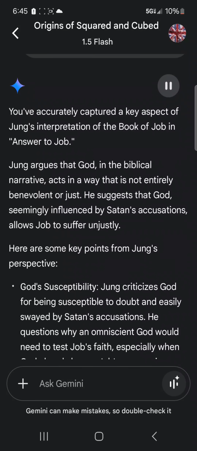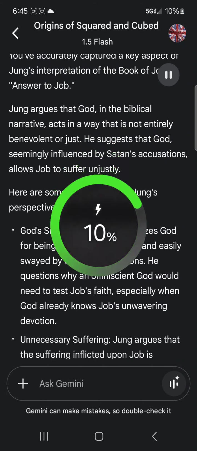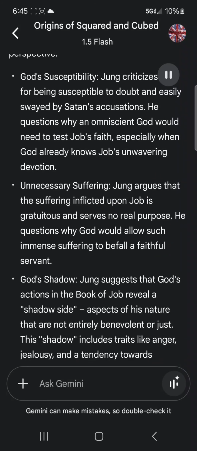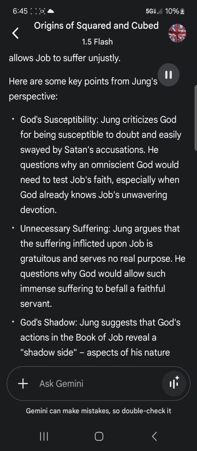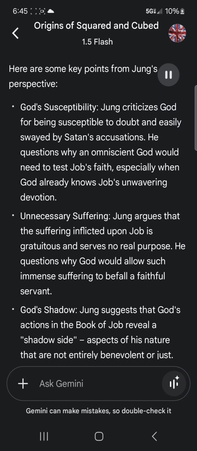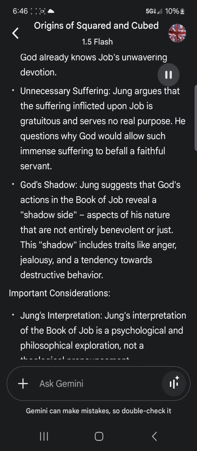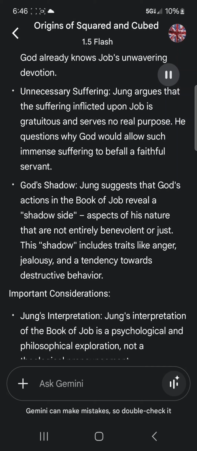You've accurately captured a key aspect of Jung's interpretation of the Book of Job in Answer to Job. Jung argues that God, in the biblical narrative, acts in a way that is not entirely benevolent or just. He suggests that God, seemingly influenced by Satan's accusations, allows Job to suffer unjustly. Here are some key points from Jung's perspective. God's susceptibility. Jung criticizes God for being susceptible to doubt and easily swayed by Satan's accusations. He questions why an omniscient God would need to test Job's faith, especially when God already knows Job's unwavering devotion. Unnecessary suffering. Jung argues that the suffering inflicted upon Job is gratuitous and serves no real purpose. He questions why God would allow such immense suffering to befall a faithful servant.